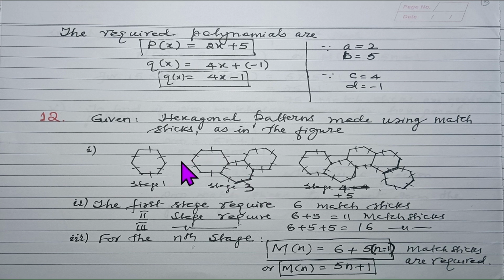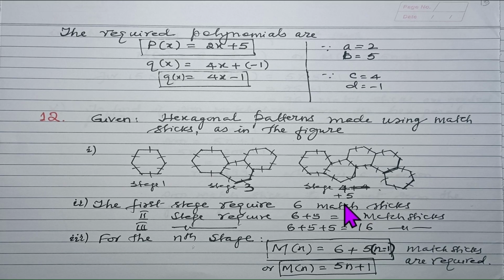The first hexagon has got 6 sticks, whereas the second hexagon has 1, 2, 3, 4, 5 sticks. Third hexagon 1, 2, 3, 4, 5. That means all subsequent hexagons require only 5 sticks to form that hexagon. So now we have to find out the number of sticks required for the first stage, second stage, third stage. So first stage we require 6 matchsticks, second stage we require 6 plus 5, that is 11 matchsticks, and third stage we require 6 plus 5 plus 5, and that is 16 matchsticks.